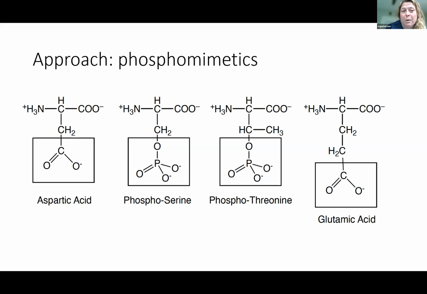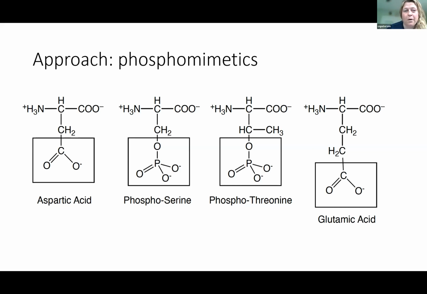So we take an approach where we mimic the phosphorylation state by substituting in a different amino acid. So we can mimic phosphoserine or phosphothreonine with an aspartic acid or a glutamic acid. Both of these options have the same charge as the phosphorylated serine or threonine and are about the same size. And so this allows us to go in and mimic the phosphorylated state and see how that affects MDH activity.